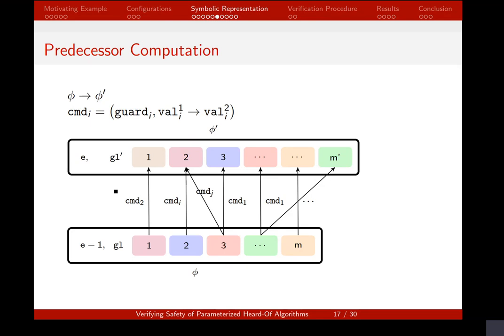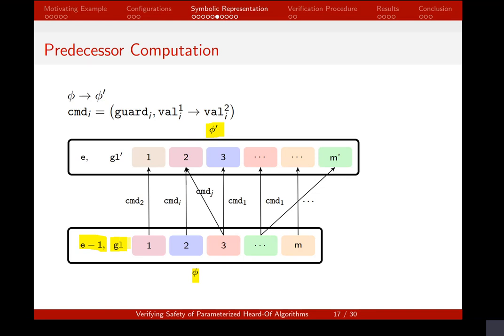In our approach, we require to compute predecessors for constraints because we start from bad constraints and calculate their predecessors and follow this approach in our analysis. So if we have a constraint phi prime and a transition, then we calculate its predecessor phi as follows. First we need to decrease the control location by one, and then I will explain in the coming slides how we calculate the predicate GL, which is somewhat challenging.